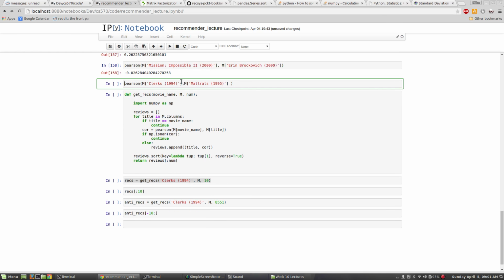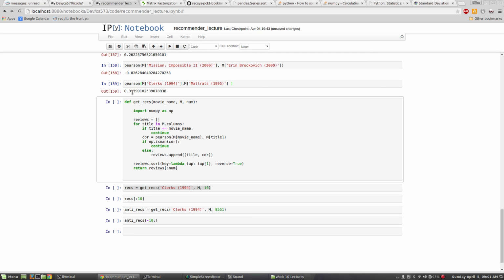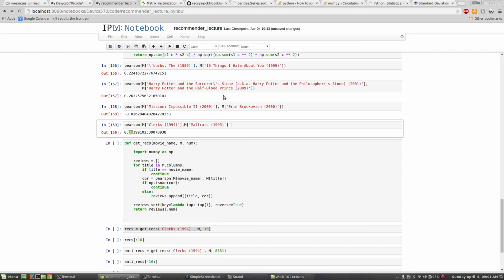All right, so I'm going to try one more time. And this is with the movies Clerks and Mallrats, which are both cult favorites by Kevin Smith, a pretty interesting, eclectic director. Check these movies out if you haven't seen them. And you can see that this is actually pretty strongly correlated based on what we've previously seen. So you can see that Clerks and Mallrats are very similar in likes, if you want to think about it that way.